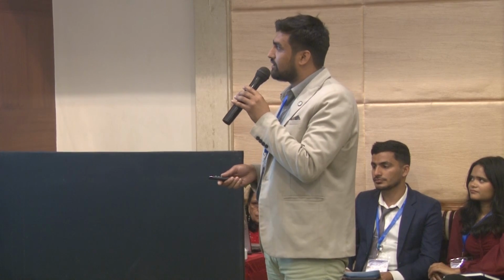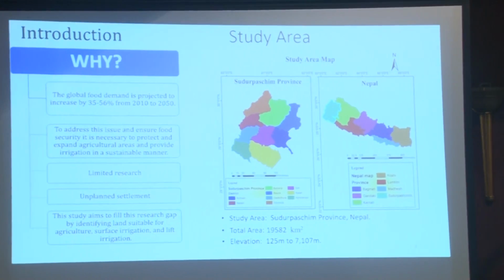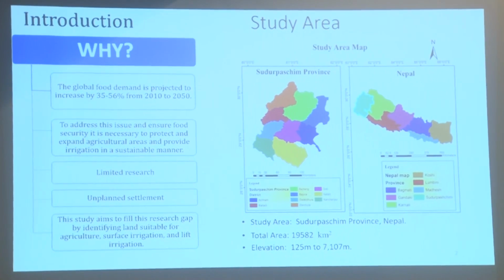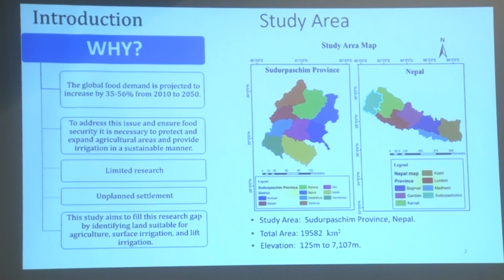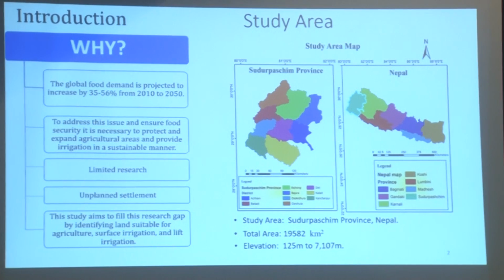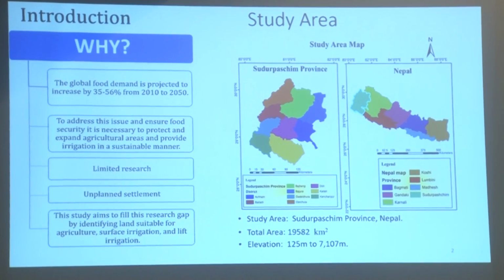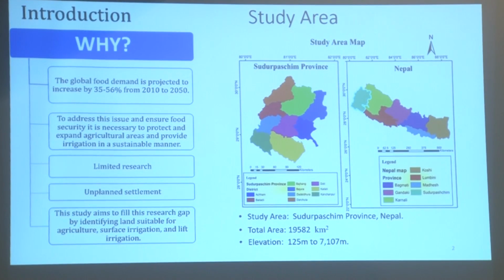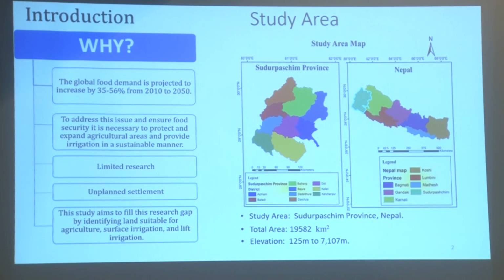As an introduction, global food demand is projected to increase by 35 to 56% from 2010 to 2050. To address this issue and ensure food security, it is necessary to protect and expand agricultural area and provide irrigation in a sustainable manner. Limited research has been focused on Sugar province, my research area. There is unplanned settlement, which leads to loss of fertile agricultural land. This study aims to fill the research gap by identifying land suitable for agriculture, surface irrigation and lift irrigation. This is my study area.